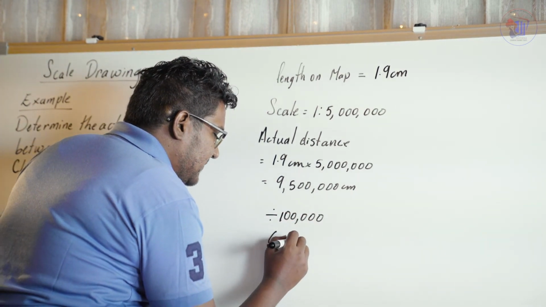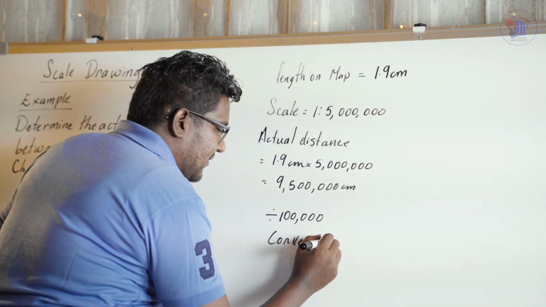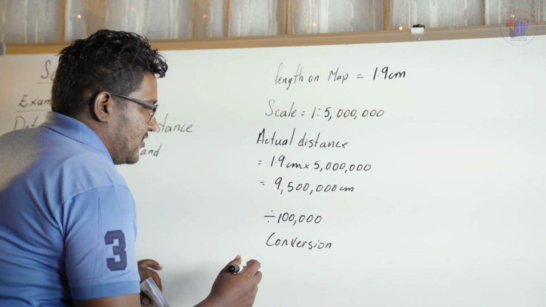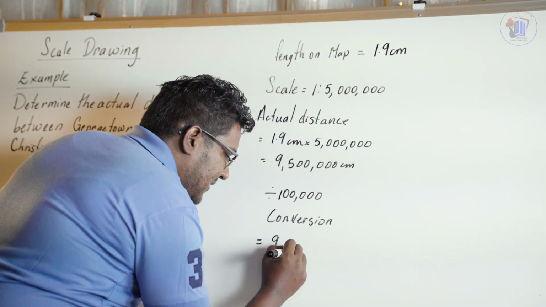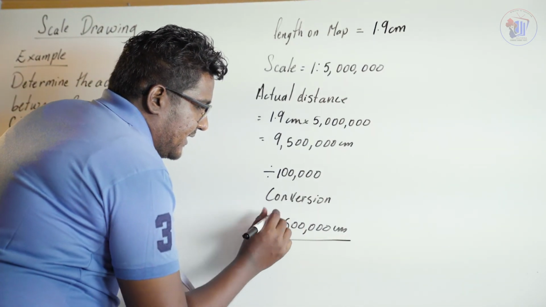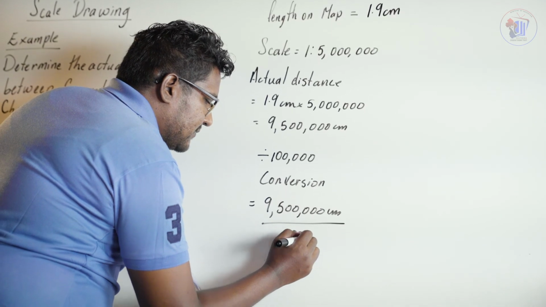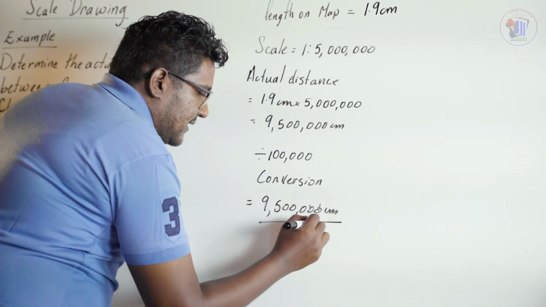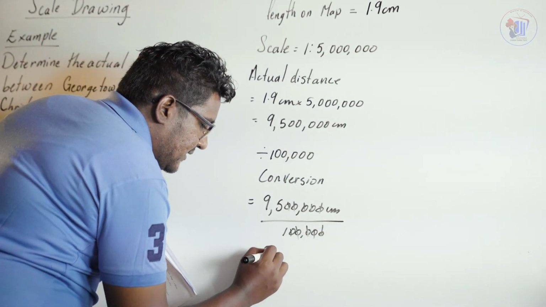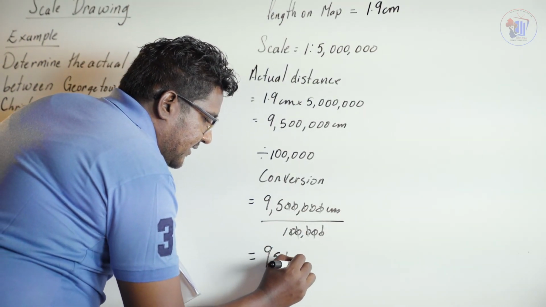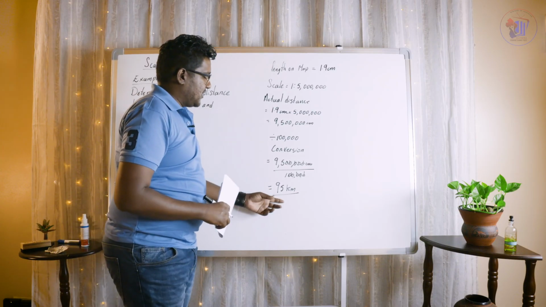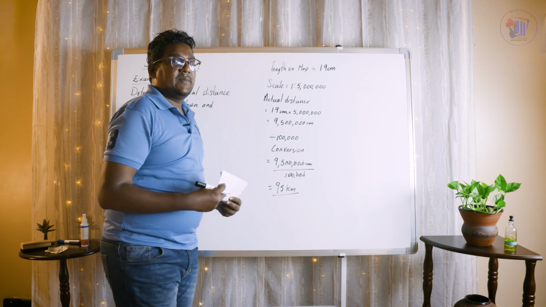So our conversion is going to equal 9,500,000 cm divided by 100,000, and we start canceling out the zeros, and what we're left with is 95 kilometers. So the actual distance between Georgetown and Christiansburg is 95 kilometers.